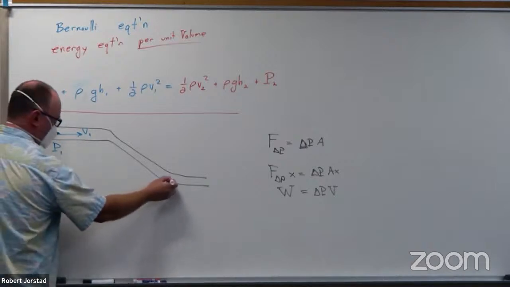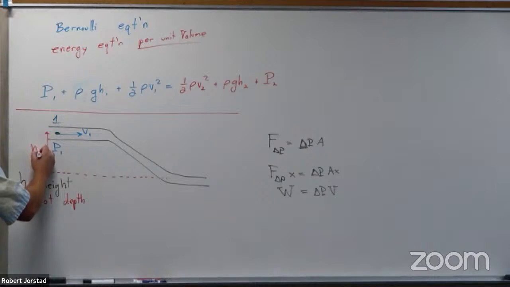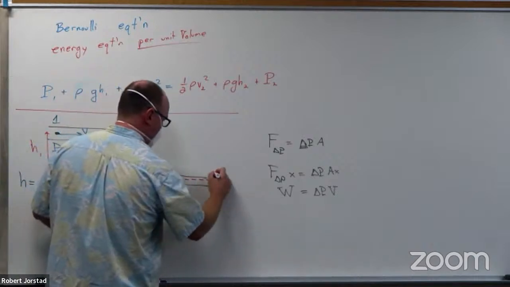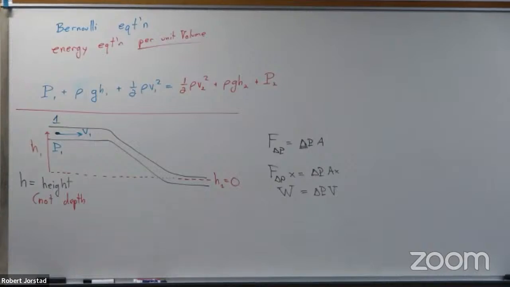So we're going to pick a reference level here. And this would be height 1 to the center of the column. We could say height 2 is equal to 0. Whoops, this is supposed to be light blue. Sorry.